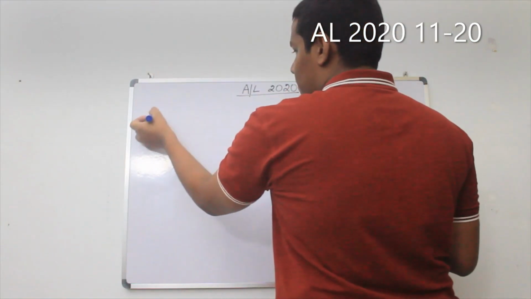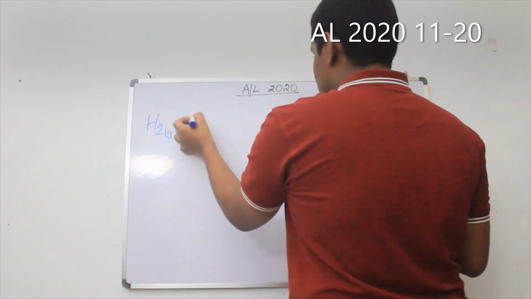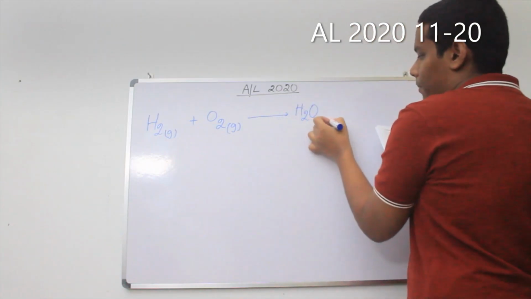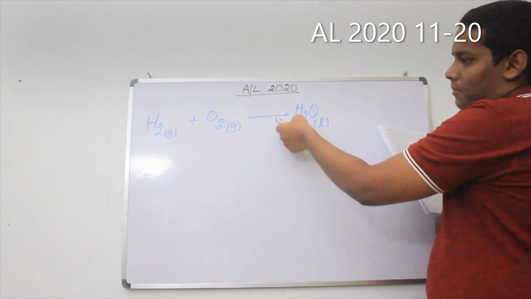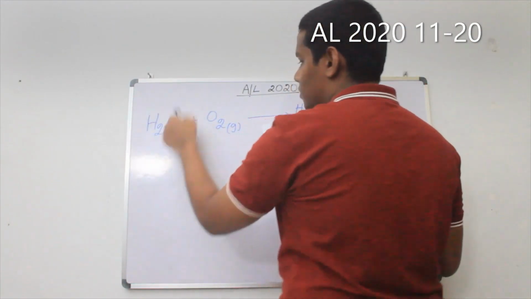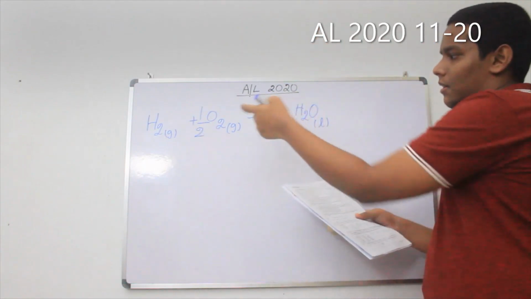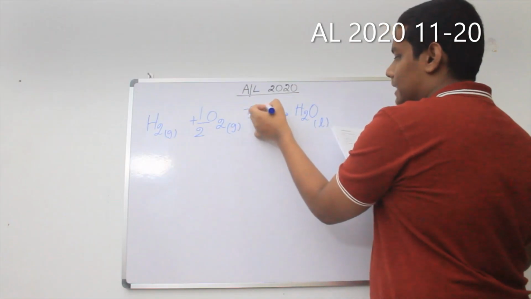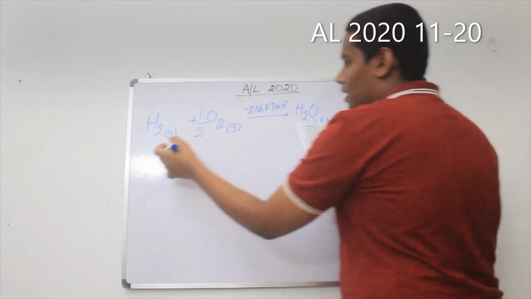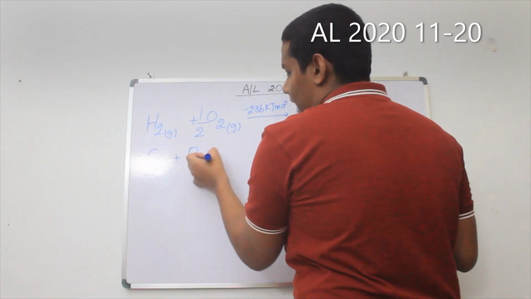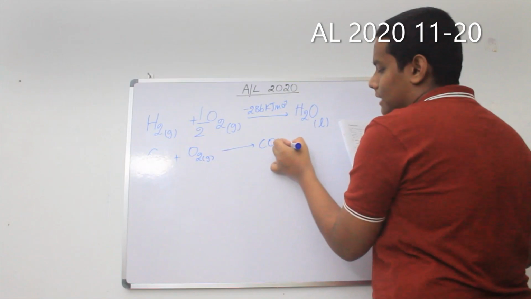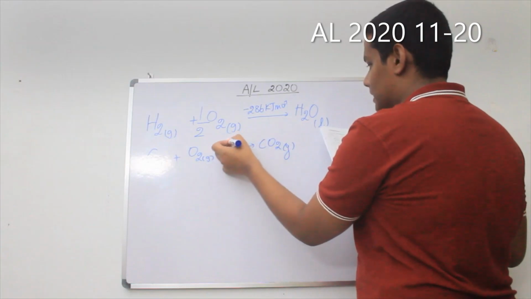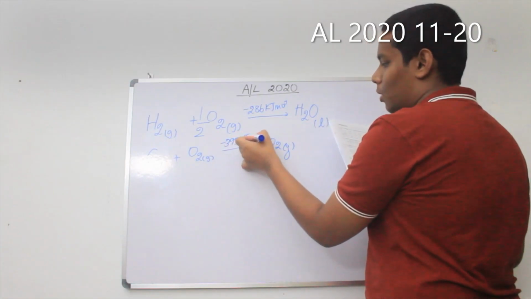So, considering only the combustion enthalpies, H2 gas and O2 gas give you H2O liquid. To form only 1 mole, H2 gas should react. The enthalpy change associated with this is given as minus 286 kilojoule per mole. Next one is for carbon: carbon solid plus oxygen gas giving you carbon dioxide gas. This value is given as minus 393 kilojoule per mole.